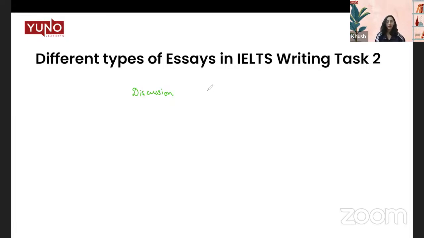Then moving on, we have opinion essays. Now, I think it's pretty clear from the name itself again. An opinion essay is where you only state your opinion. So you could agree, you could disagree, or there could be a partial agreement, that yes, some part of the statement is true, but the other parts I'm not really inclined to. Now, this is an opinion essay.